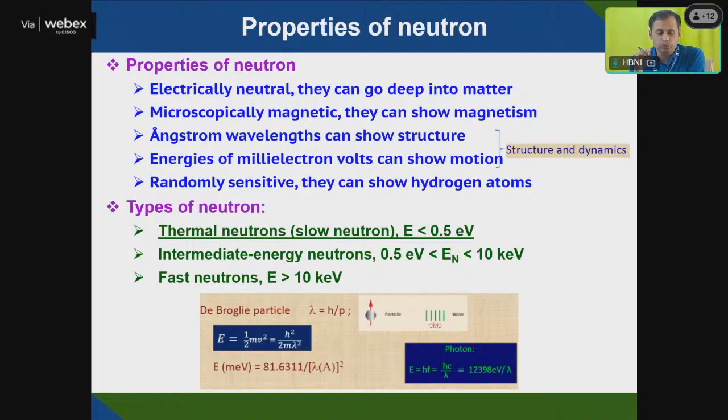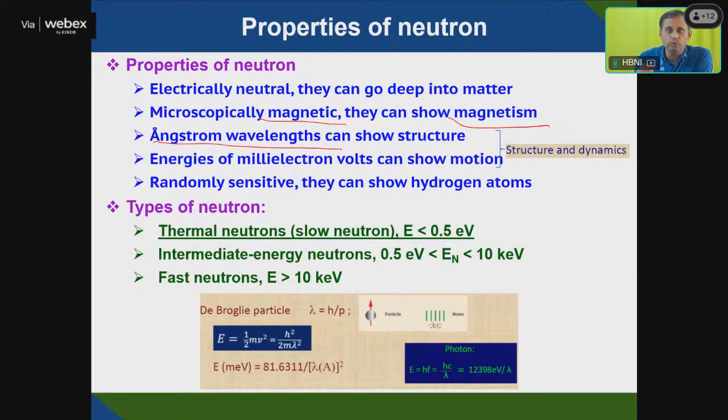Because if you see the depth of penetration, it's much higher in case of neutron, and microscopically it's magnetic, and the wavelength is in the range of angstrom order, and energy of milli-electron volt, and can show its motion. That means that it gives the information about structure, that means very small wavelength.